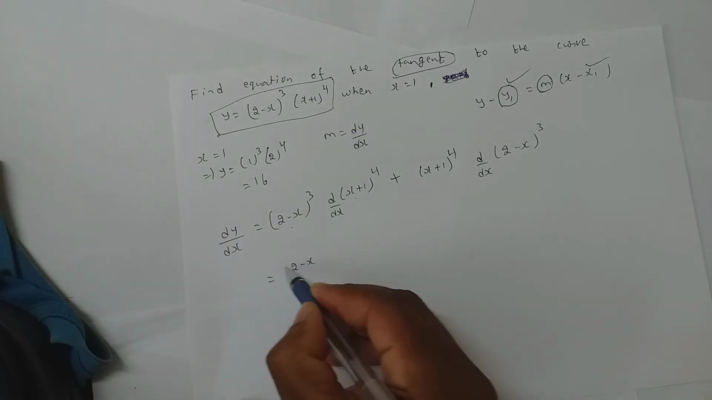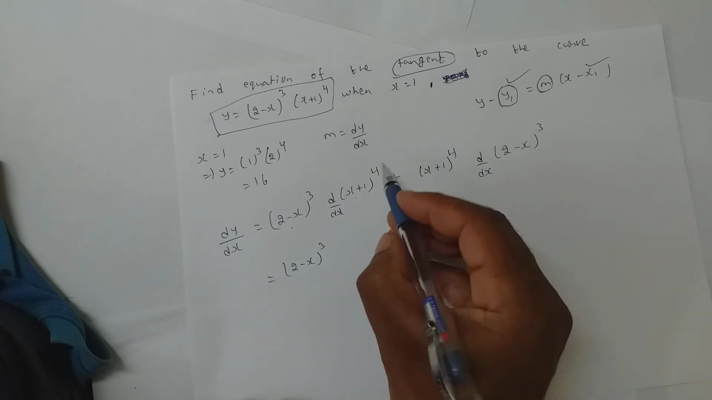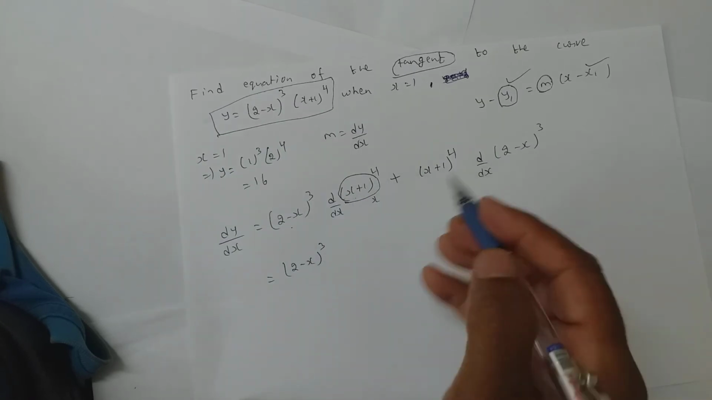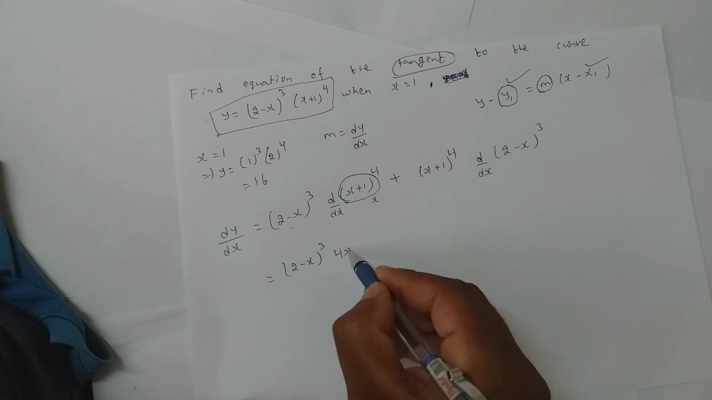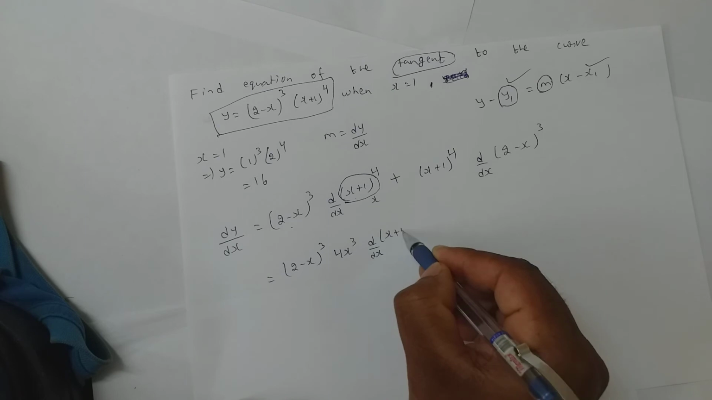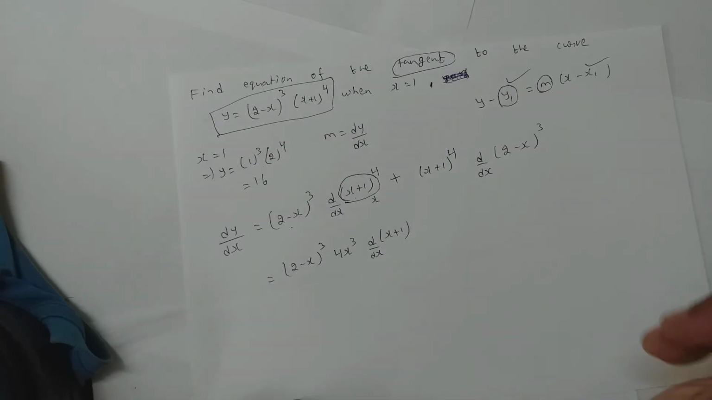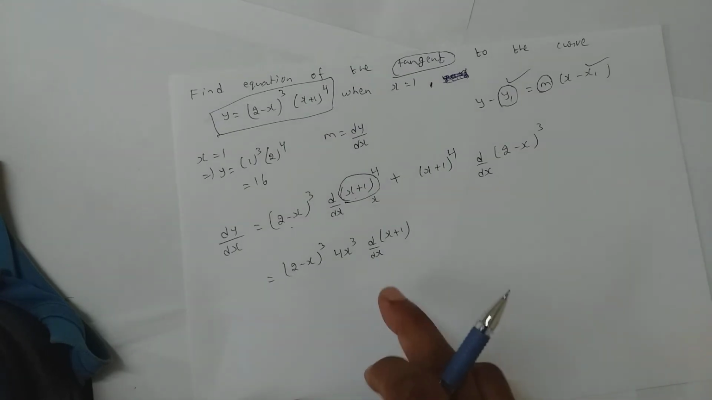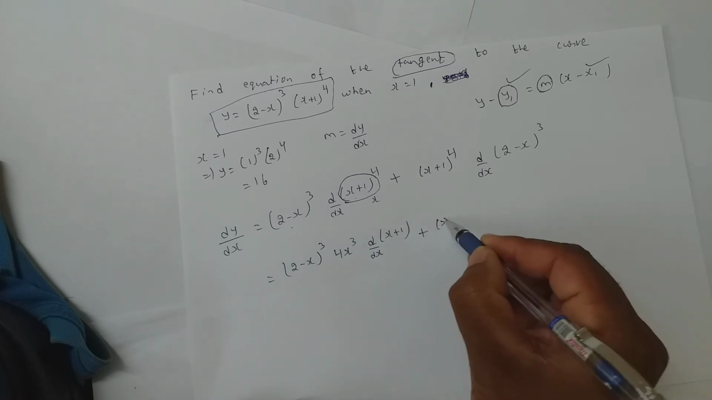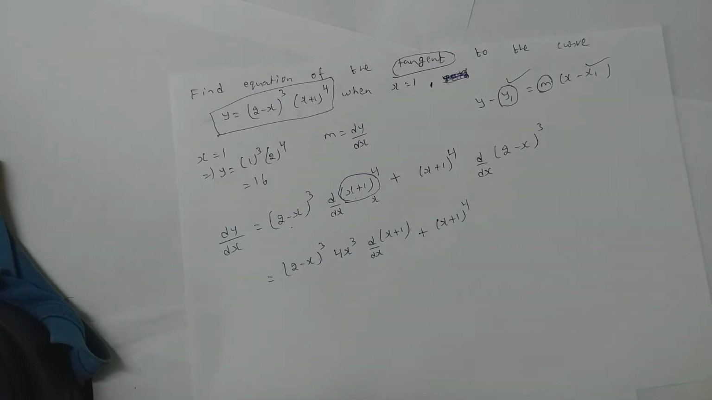So now what do I get? (2 minus x) whole cube. This I assume it to be x. So x power 4 is 4x cube into d by dx of (x plus 1). In place of x, whatever you have assumed, that should be written here. If you miss this, you will lose. You will not get the correct answer.